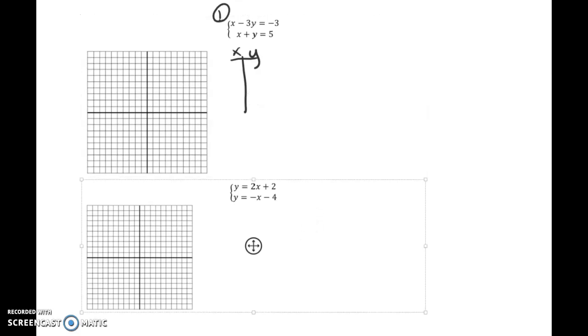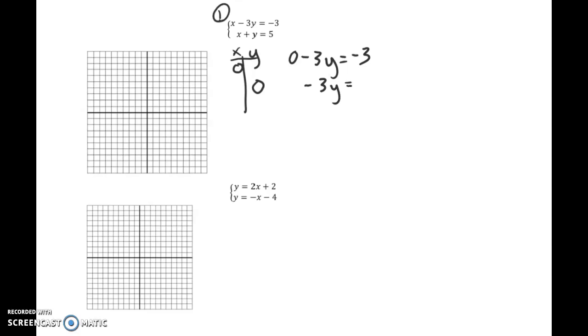So let's use the intercepts. Let's put in 0 for x, 0 for y, and then we'll have to pick another point. We'll do that in a minute. Okay, if I pick 0 for x, I get negative 3y equals negative 3. If I divide by negative 3, I get y equals 1. So that's one ordered pair that I have for the first equation.